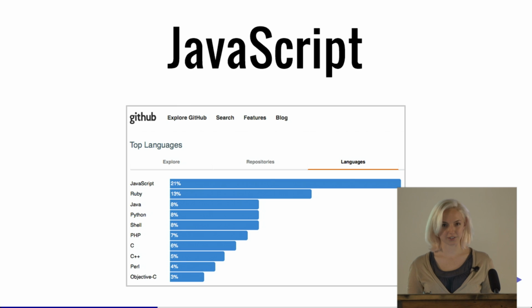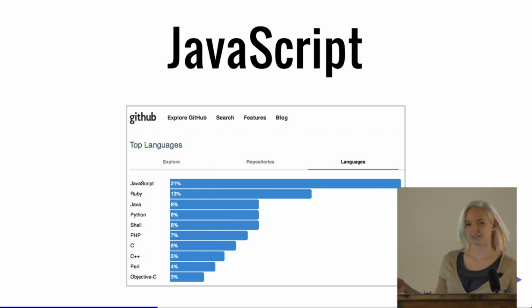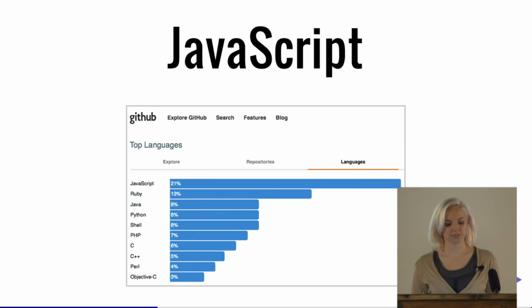So now let's talk about JavaScript for a second. JavaScript is a ubiquitous programming language. This is a screenshot of the top languages on GitHub. I believe this is the percent of repositories where the main language is JavaScript. And some repositories are multiple languages, but I think it's safe to say JavaScript is squarely in first place.